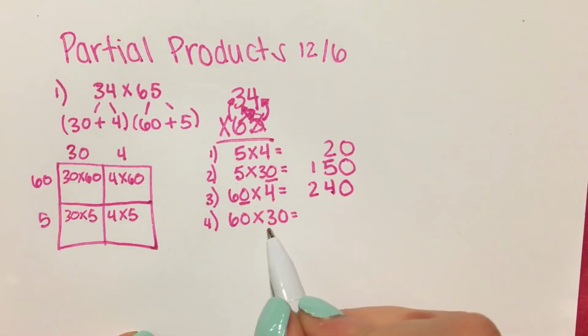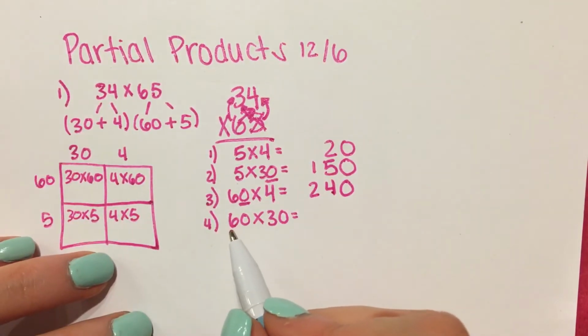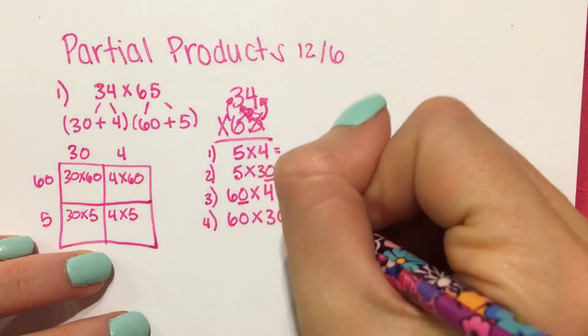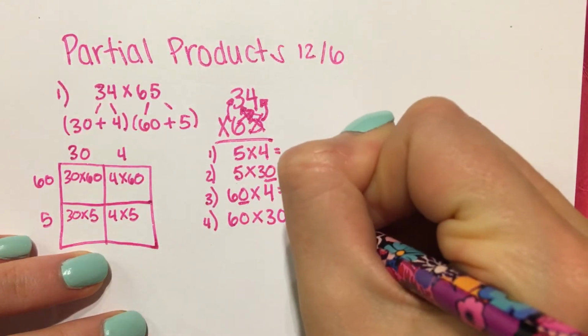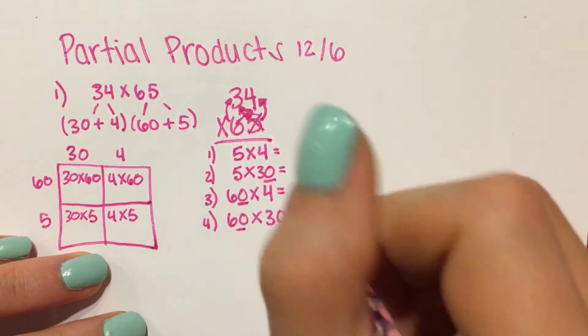I have 60 times 30. I might not know what 60 times 30 is, but I do know that 6 times 3 gives me 18. And then I'm left with 2 zeros. So go ahead and plug those in. 1, 2.